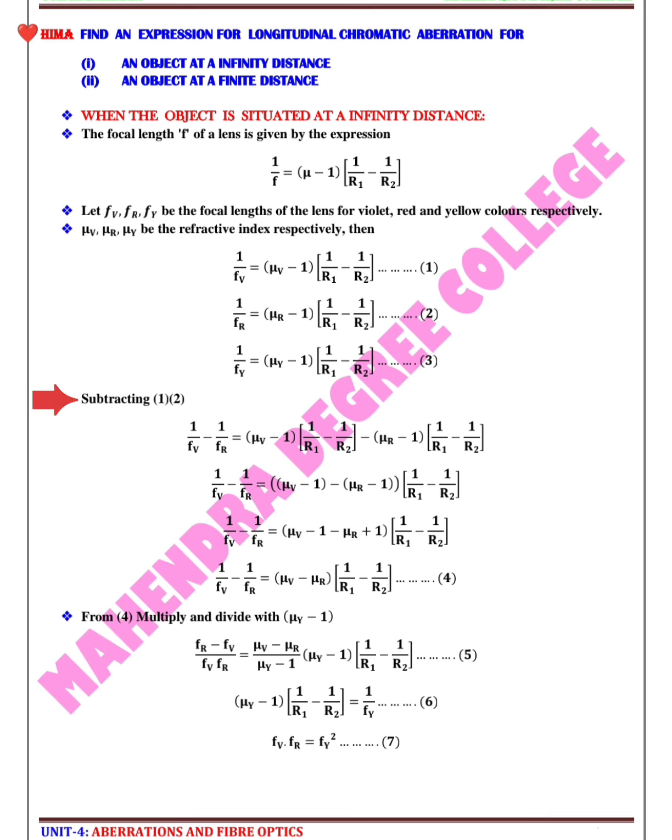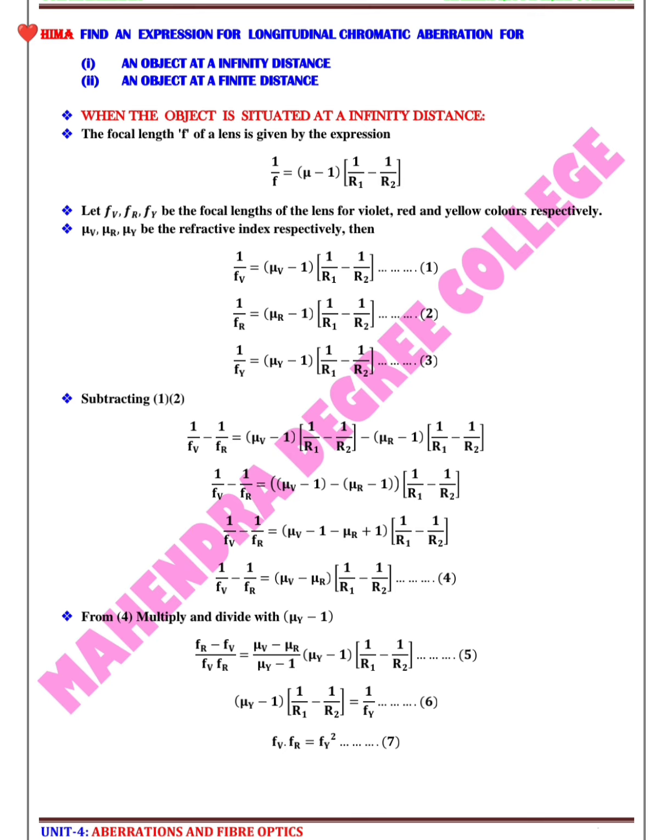Subtract equation 2 from equation 1, to find the difference in focal lengths due to color, meaning chromatic aberration. 1 by Fv minus 1 by Fr equals mu V minus 1 into 1 by R1 minus 1 by R2, minus mu R minus 1 into 1 by R1 minus 1 by R2.